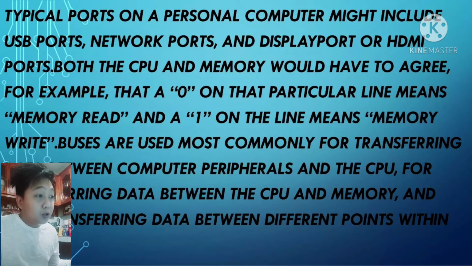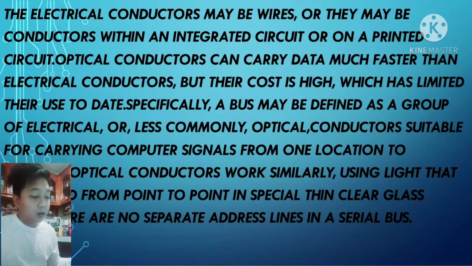Buses are used most commonly for transferring data between computer peripherals and the CPU, for transferring data between the CPU and memory, and for transferring data between different points within the CPU. The electrical conductors may be wires, or they may be conductors within an integrated circuit or on a printed circuit. Optical conductors can carry data much faster than electrical conductors, but their cost is high, which has limited their use to date. Especially, a bus may be defined as a group of electrical or, less commonly, optical conductors suitable for carrying computer signals.